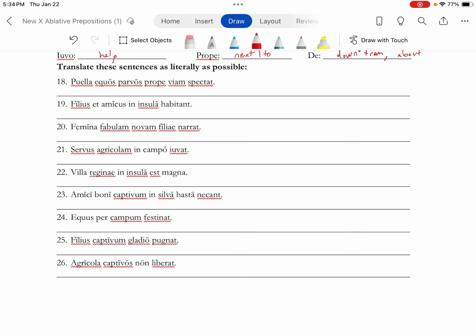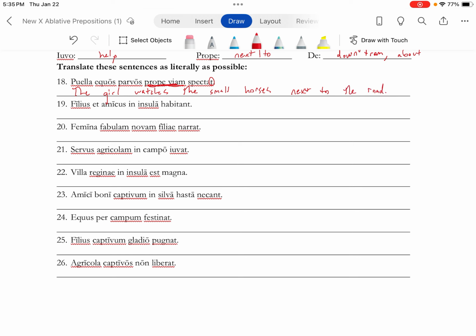And so again, you can either follow along with me, pause it, do all this, get some help, like whatever you need to do. All right, so prepositional phrase right there. Puella equos parvos prope viam spectat. Prope viam is our phrase. The T on spectat is he, she, or it, which is the girl. So the girl watches the equos parvos, the small horses. Prope viam, next to the road.